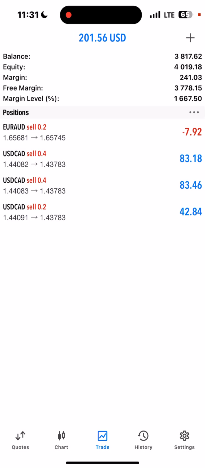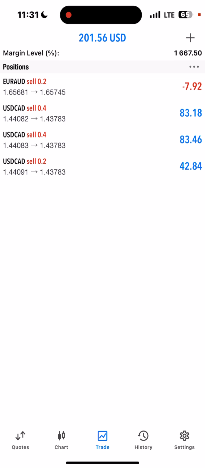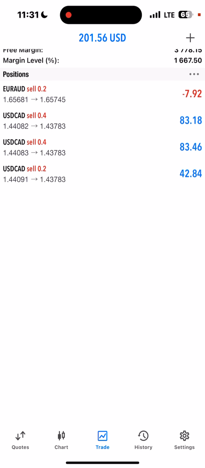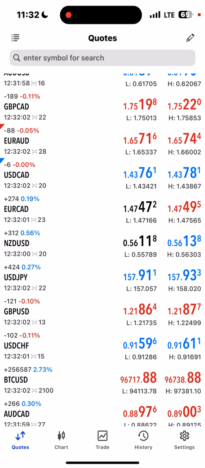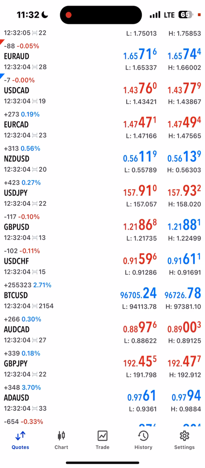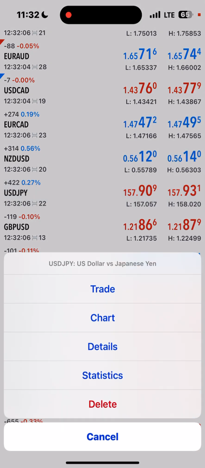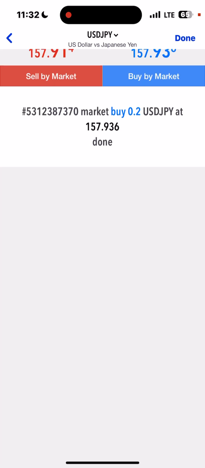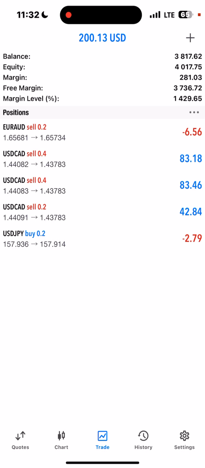So this is the trade I've placed. You can see this USD CAD is moving in profit. It's showing you blue. And this is Euro AUD. I sold it as well, and it's showing you red. Let me see if I can buy another trade so you can see the difference. Let's say I want to buy USD JPY. I click on trade. I click on buy. Now, I've bought USD JPY. You can see it below here.